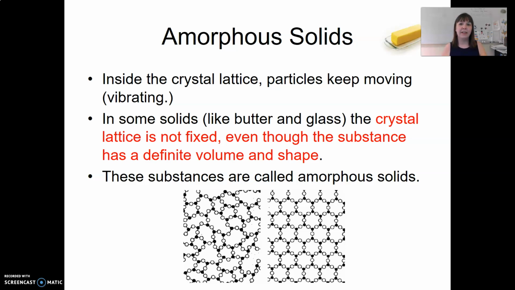Inside that crystal lattice, your particles keep moving, but in some solids, they're not really fixed. They move around as much as they want to. So they have a definite volume, they have a definite shape, but that shape is not a fixed, predictable pattern. So on the right here, this predictable fixed pattern is that silicon dioxide. You see the hexagonal quartz shape. So quartz, if left to grow naturally, has the predictable hexagonal shape.